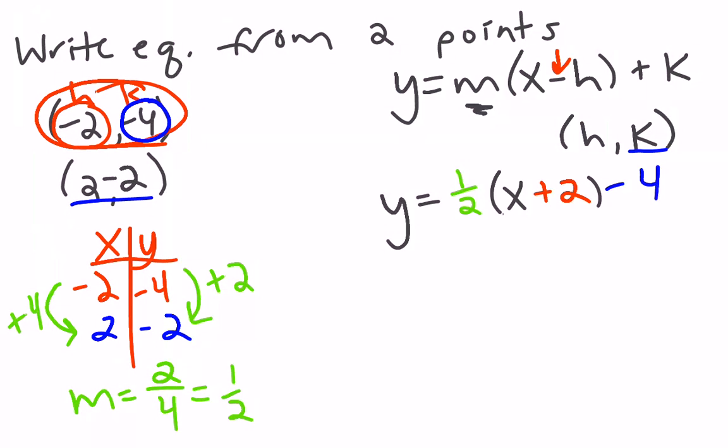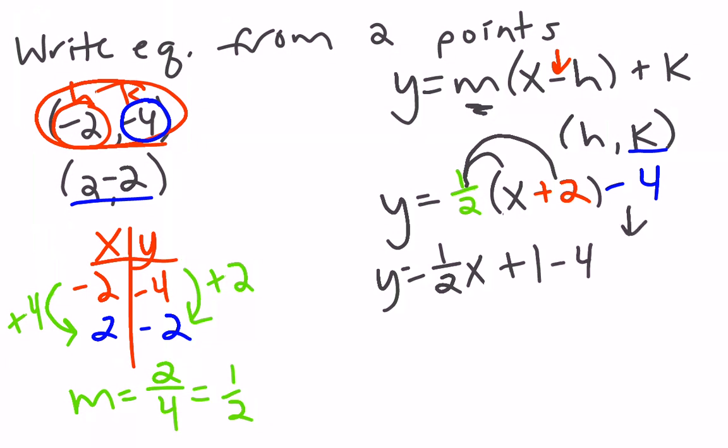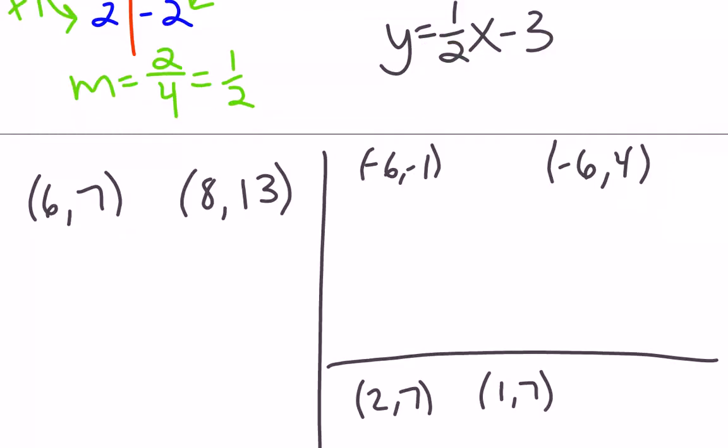And now my last two steps are distribute and combine like terms. Distribute means multiply. 1/2 times x is just 1/2 x. Half of +2 is +1. And then I'm going to bring down my -4. And I can just combine those two numbers at the end. So what is 1 minus 4? -3. So finding the equation from 2 points is just putting two things we've done together: finding slope and then using the y equals m(x minus h) plus k formula that we did yesterday.